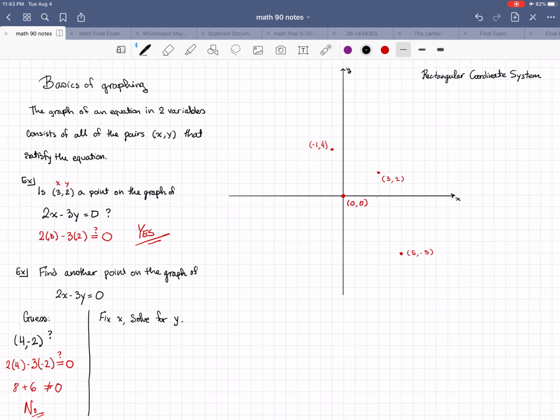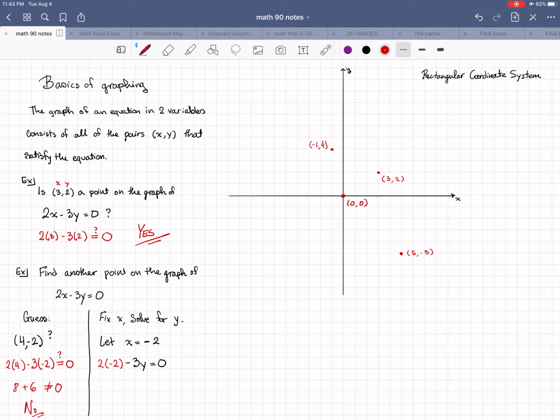So for no particular reason, I'm going to fix x to be -2. I want to do a negative number so that we have a little bit of experience. So what do we have? I'm actually going to write it in red. So 2 times -2, that's my 2x. Minus 3y is equal to 0.